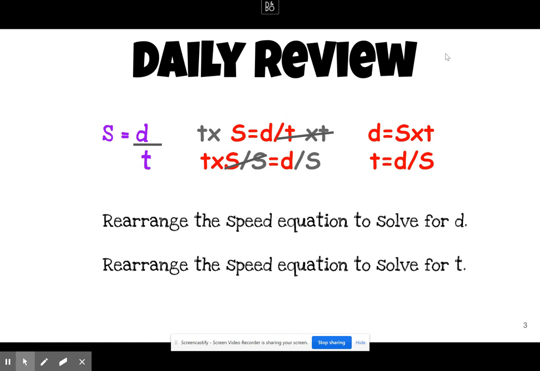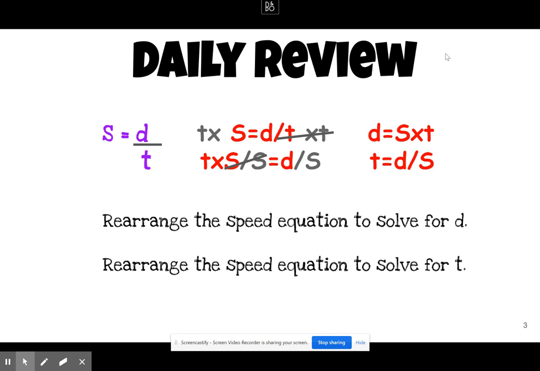So let's walk through it together. So rearranging the speed equation to solve for distance. So you can kind of see up top here, your first step is going to be to multiply each side by time. So you can see the times t for multiplying by time here cancels that out, and then it comes over onto the speed side. Then it comes out to be distance equals speed times time.